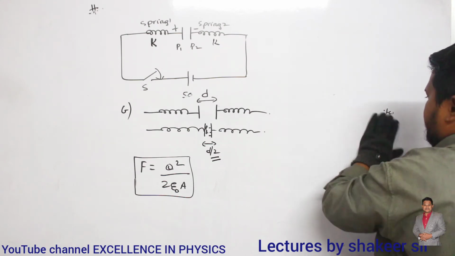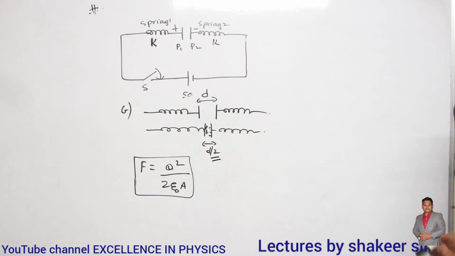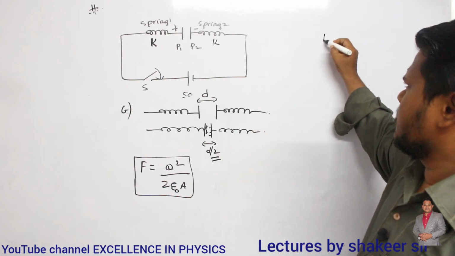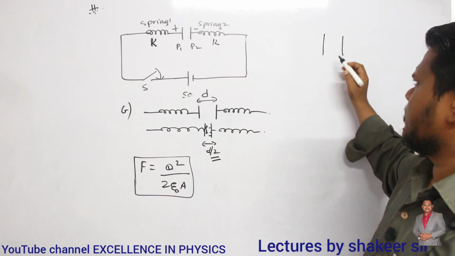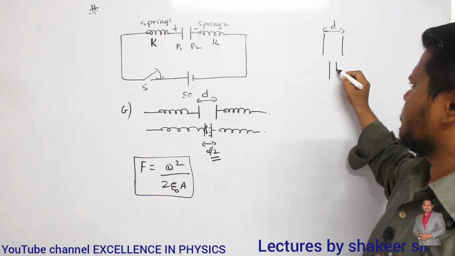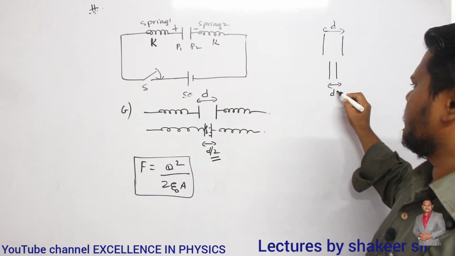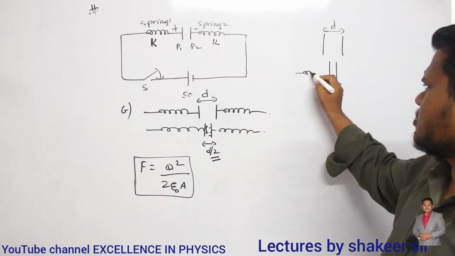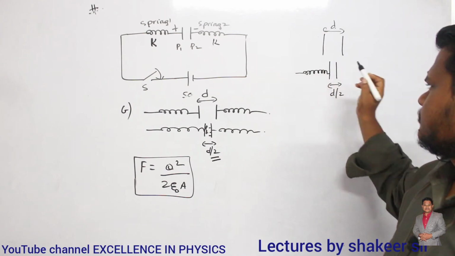Yes, the restoring force of the spring is also present, no? So what will happen: initially the distance between the plates was d. Now finally the distance between the plates is only d by 2. Clear? So can you say what is the elongation produced in each spring?